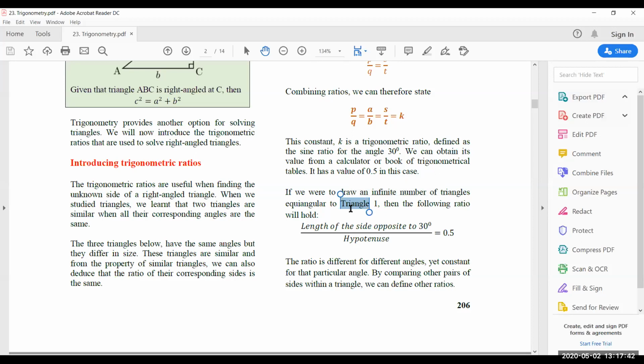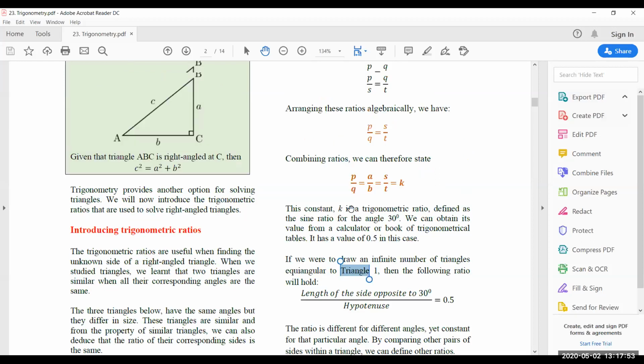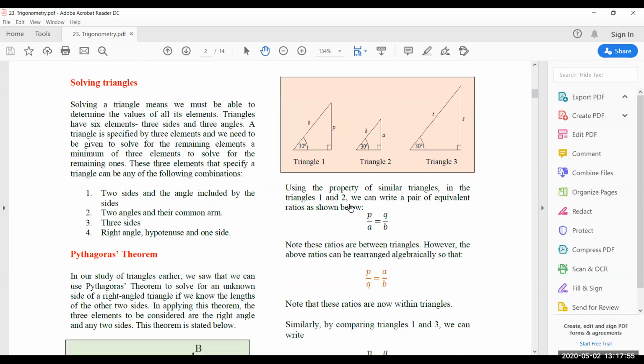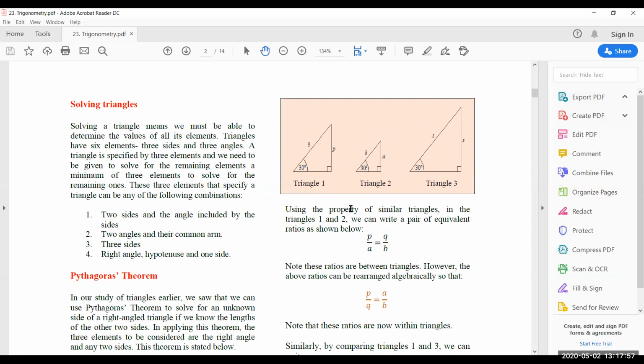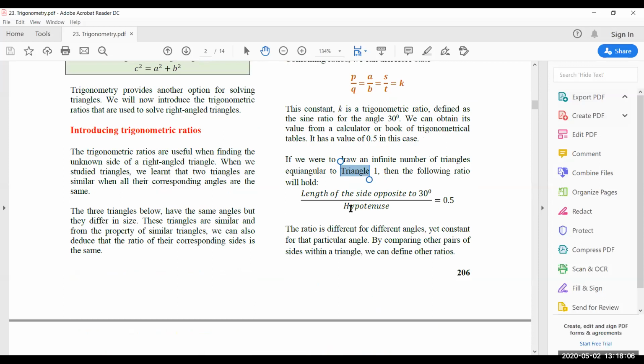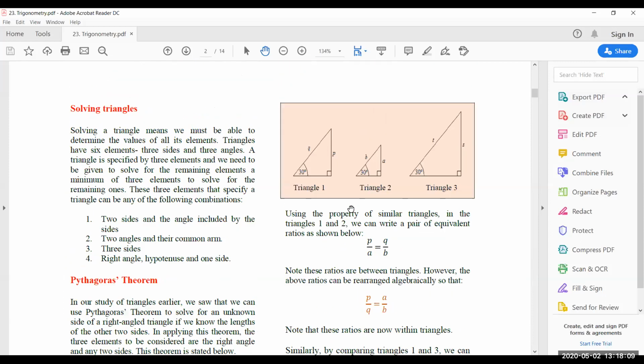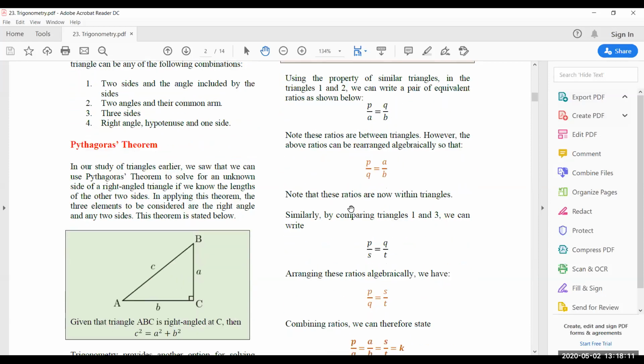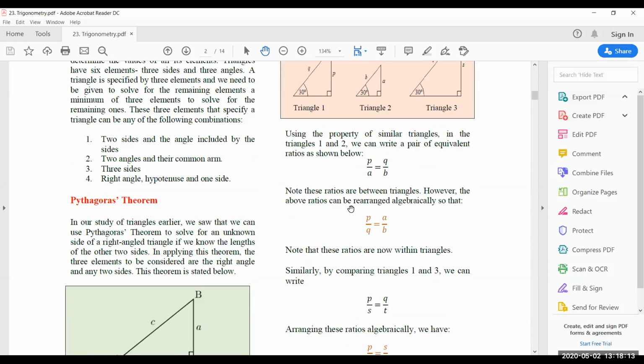So the three triangles below have the same angles, but they differ in size. These triangles are similar, from the property of similar triangles. We can also deduce that the ratio of their corresponding sides is the same. Let's see what I'm talking about here. Everybody seeing it? They are different sides, but their ratios are the same, as you can see here. Now we did all of this when we did congruent triangles, so I'm not going to go through this.